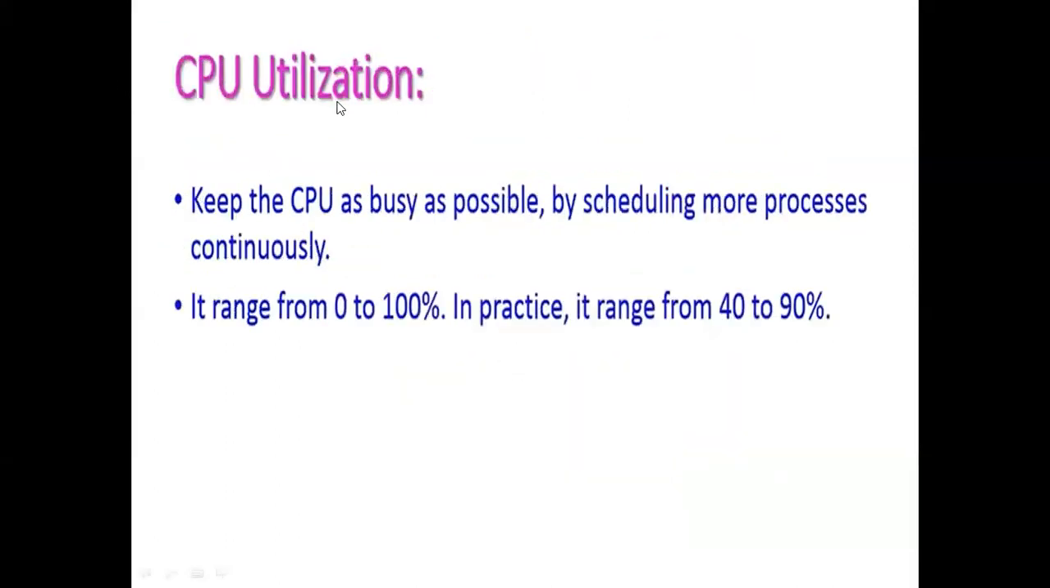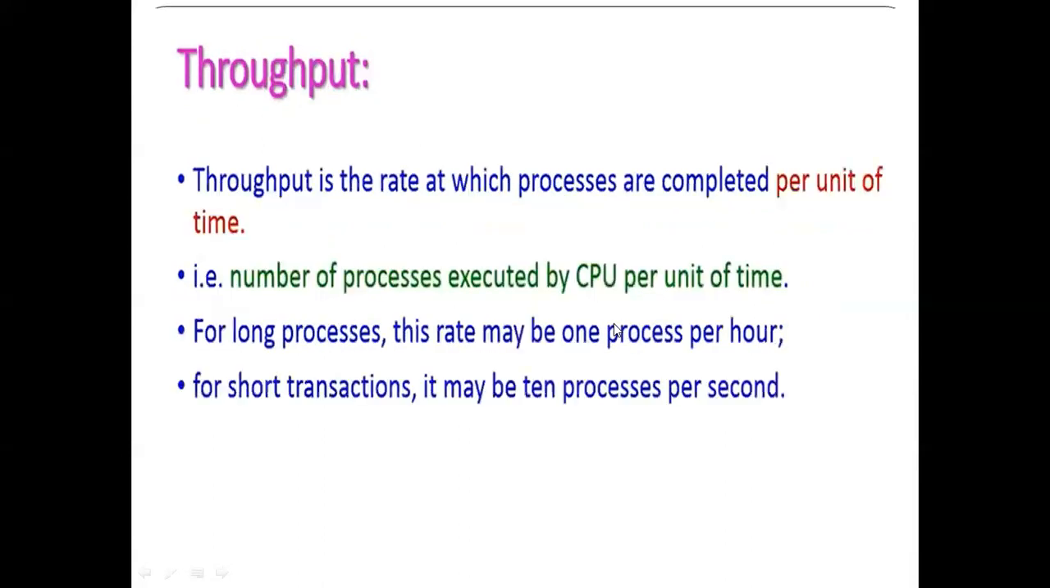First, CPU utilization. CPU utilization means keeping the CPU as busy as possible. The CPU should never be kept idle, so more processes are scheduled continuously, thereby maximizing CPU utilization. CPU utilization can range from 0% to 100%. In practice, it can range from 40 to 90%.